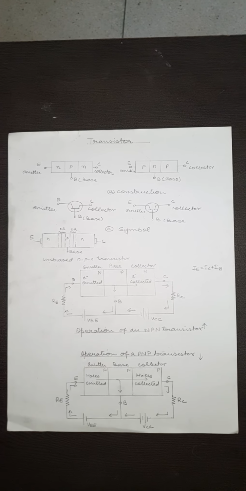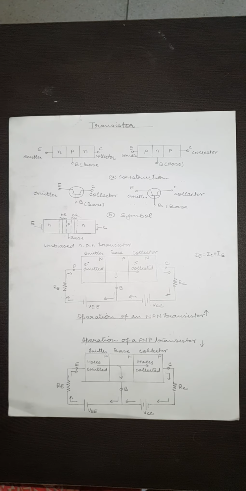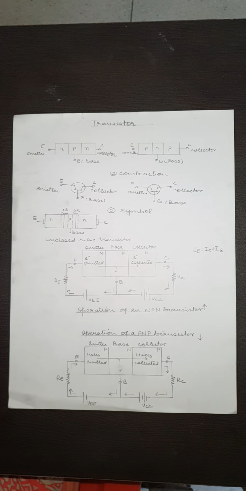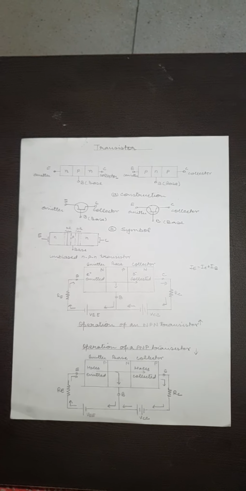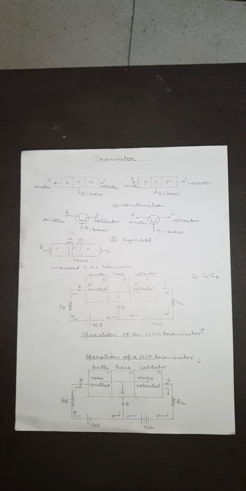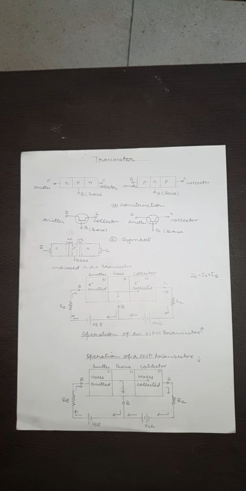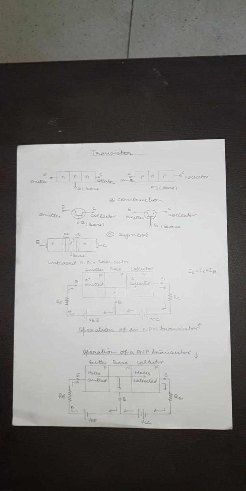Base is always a thin and lightly doped layer, and emitter and collector layers are much wider than base and are heavily doped. To be precise, the emitter is slightly more heavily doped than collector, and the collector area is slightly larger than emitter area.